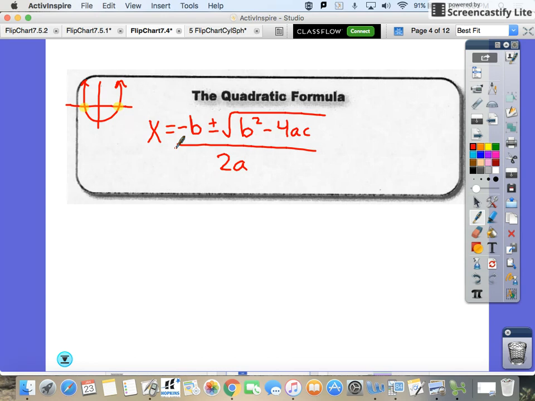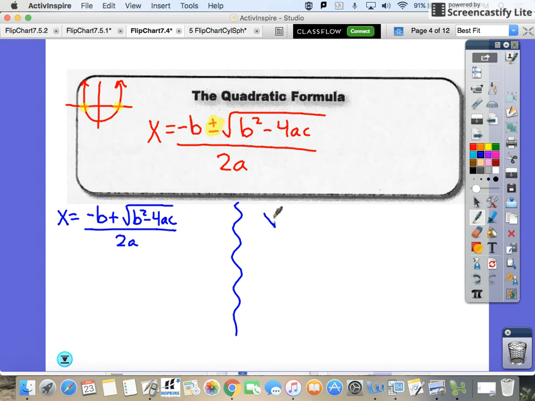There are two solutions in here, and they occur because of this plus or minus piece right there. If I break this into two separate equations, you'll see the two possibilities. Mathematicians are just pretty lazy. That's why they put it all together in one. One solution is x equals negative b plus the square root of b squared minus 4ac, all over 2a. The other is x equals negative b minus the square root of b squared minus 4ac, all over 2a. The difference between these two solutions is we have a plus in one and a minus in the other.